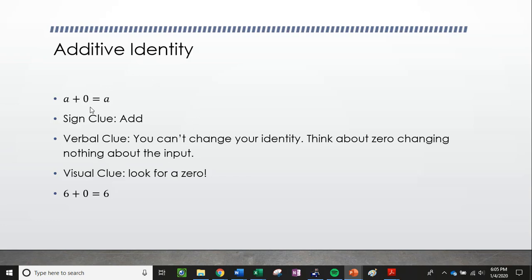So 0 changes nothing about the input. You get the same thing for the output. Your visual clue here is to look for a 0. If you see a 0 and a plus sign, then you're dealing with additive identity. 6 plus 0 equals 6. If my identity is 6, I have to add 0 to keep it the same. If I added anything other than 0, then my output would be a totally different number, and I don't want that. I want to keep it the same as the input.